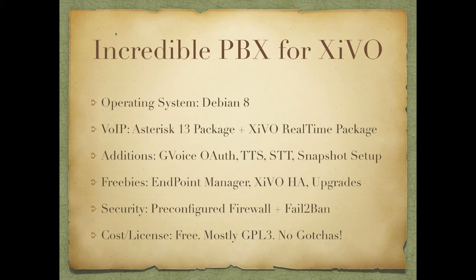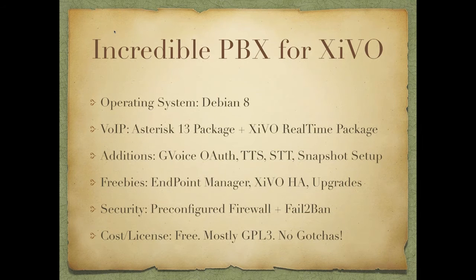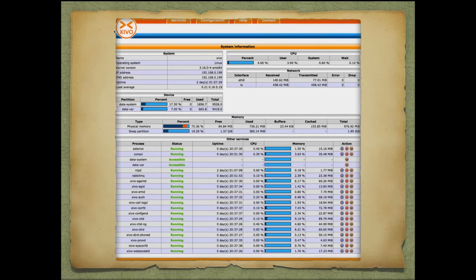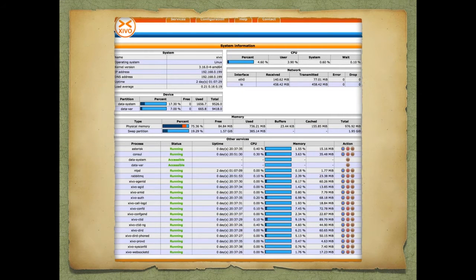Freebies with Xevo include an endpoint manager, high availability, redundant servers, and upgrades every 3 weeks. Again, there's no cost for any of them. And it also comes with our pre-configured firewall as well as fail-to-ban. Same GPL3 license for most of the components. Again, the cost is free, no surprises.